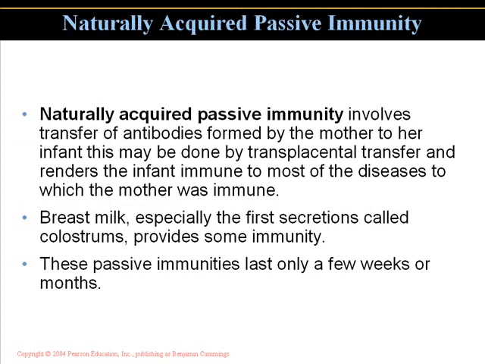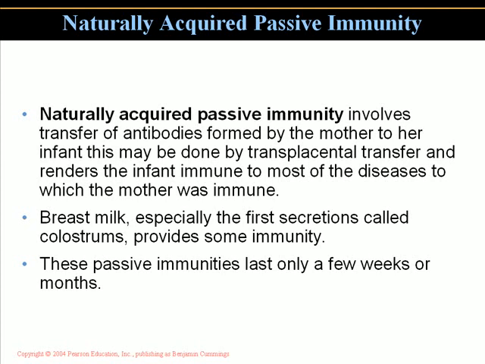Naturally acquired passive immunity, you'll need to know all these definitions. Naturally acquired passive immunity basically involves the transfer of antibodies formed by the mother to her infant. This may be done by a transplacental transfer, so while the baby is still in the oven, you'll get a transfer of antibodies by the mother to the child through the placenta, the blood supply from the mom to the baby. And then it renders the infant immune to most of the diseases which the mother has already been immune to.